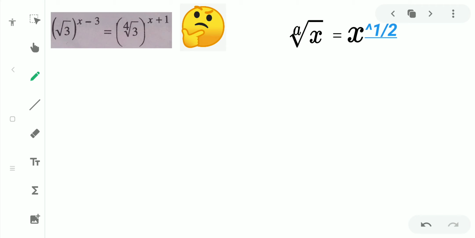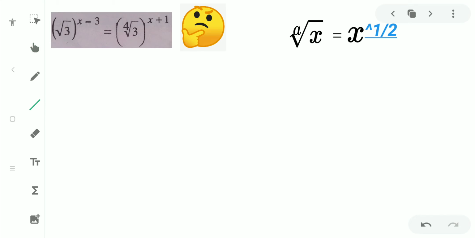The question is on your screen, that is root 3 power x minus 3 is equal to fourth root of 3 power x plus 1. As it is square root, cube root, you all know it is fourth root. We cannot give it a special name. We can call it fourth root of 3 power x plus 1.